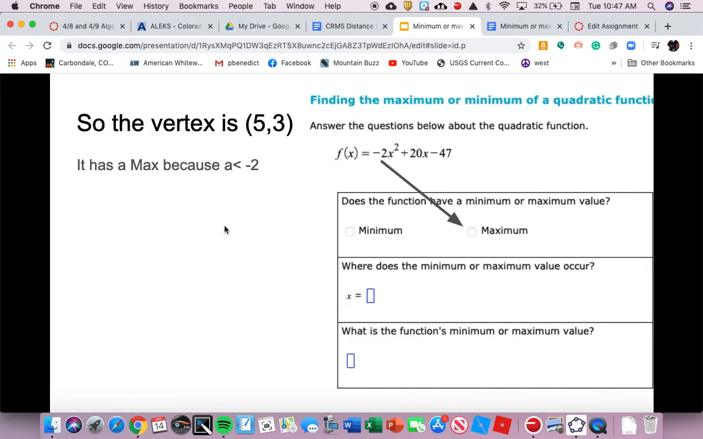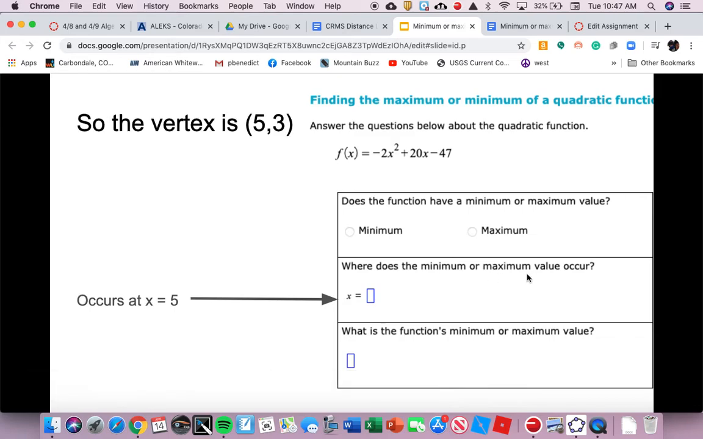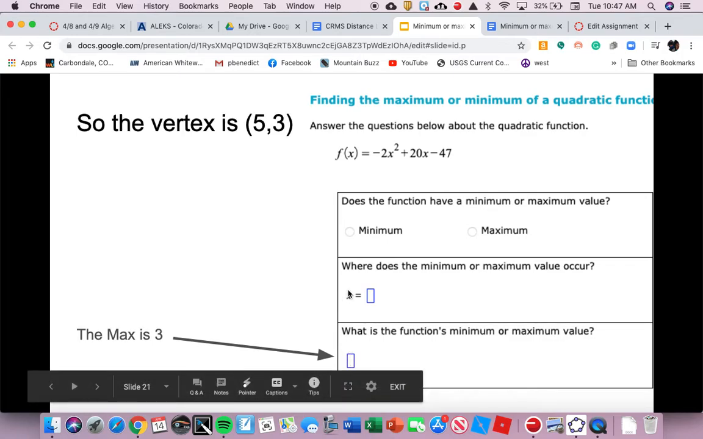Now let's look at this in a question that you'll have on your homework tonight. So given this equation here, negative 2x squared plus 20x minus 47, it has a maximum value because a is less than 0, negative 2. And my vertex is 5, 3. So where does the minimum or maximum value occur? When x equals 5, and you just report the x-coordinate of the vertex. What is the function's minimum or maximum value? The max is 3. Yeah, the maximum value is 3, and you're just going to report the y value.